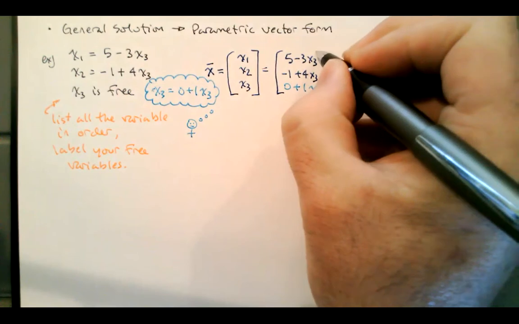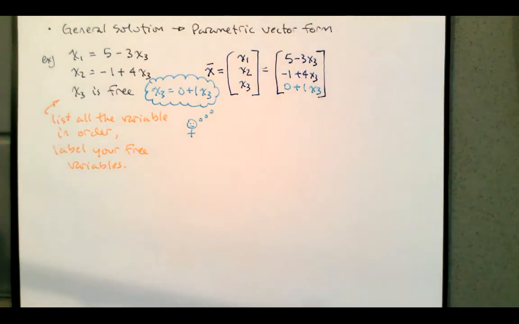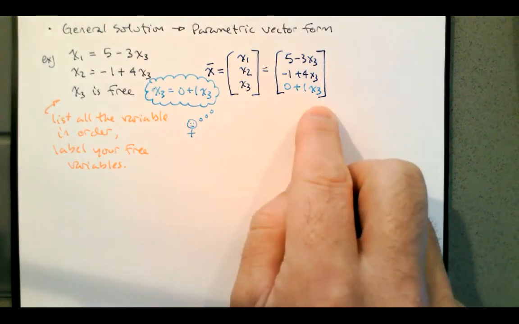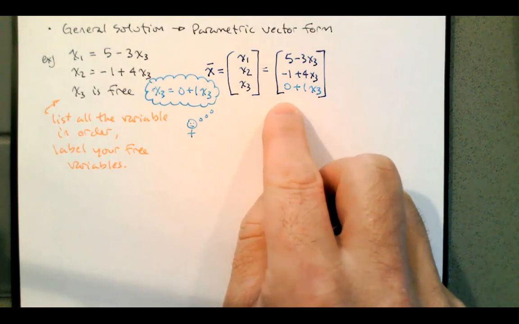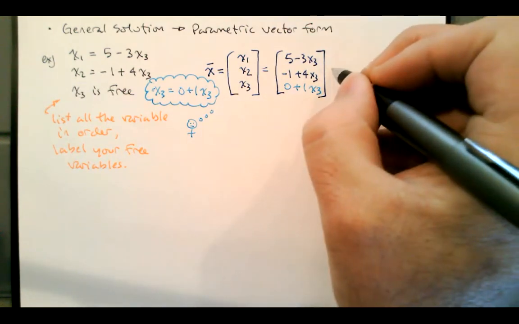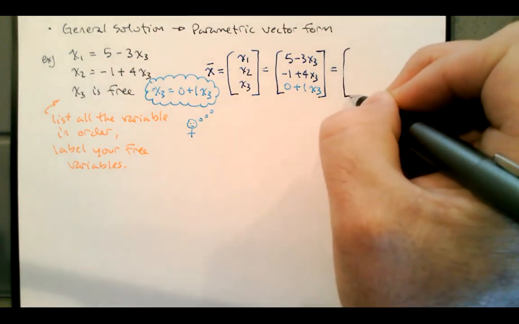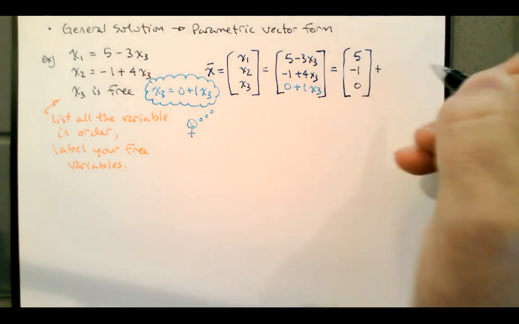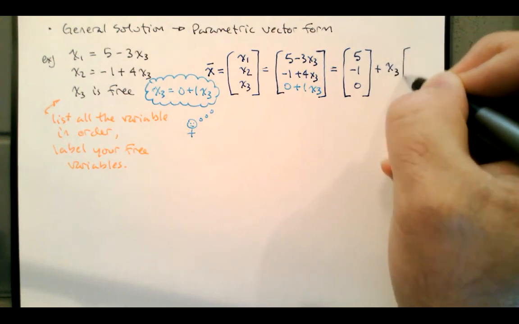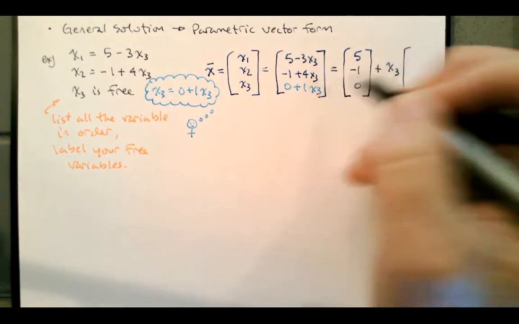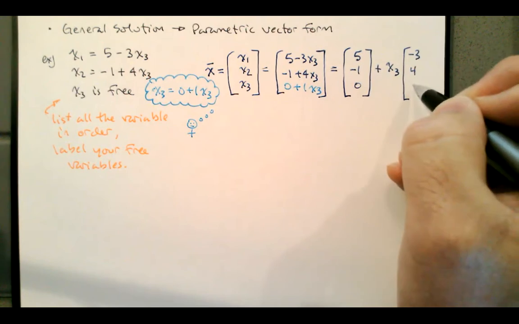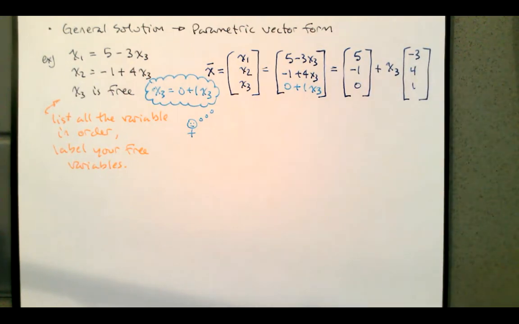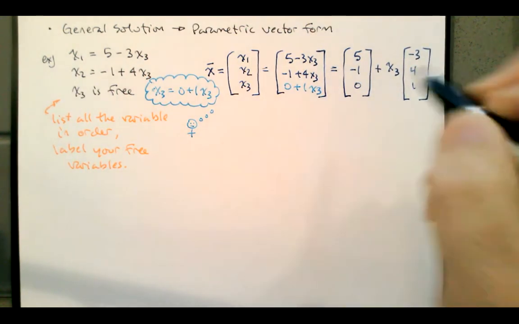So when we think about x3 is free as being 0, no constant, plus 1 copy of x3, now we can separate out our parametric vector form. Our constant vector is going to be 5, negative 1, 0. That's the b in y equals mx plus b. And then we're going to separate out a vector that's the multiple of x3. And that's going to be negative 3, 4, and 1. And so here's our parametric vector form.